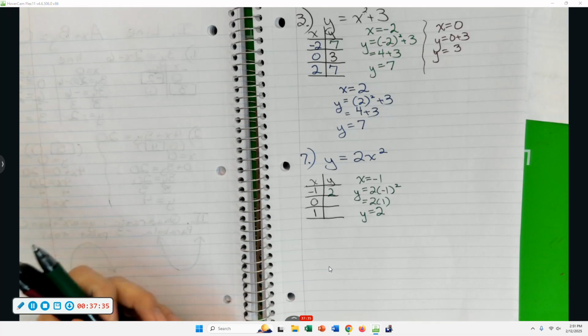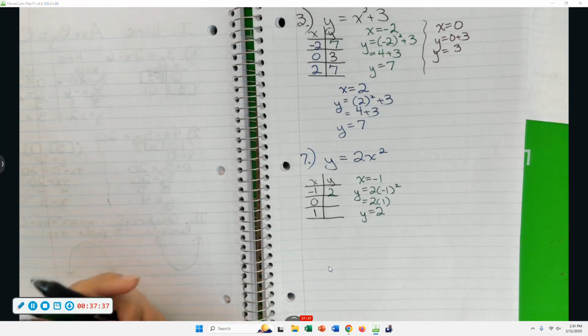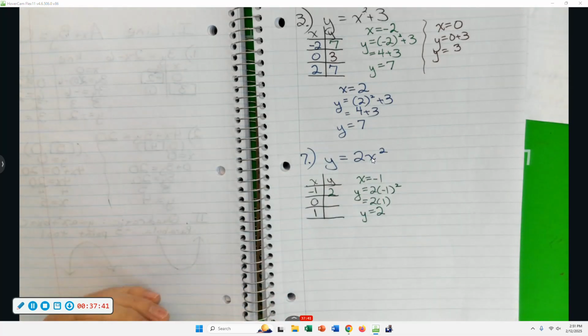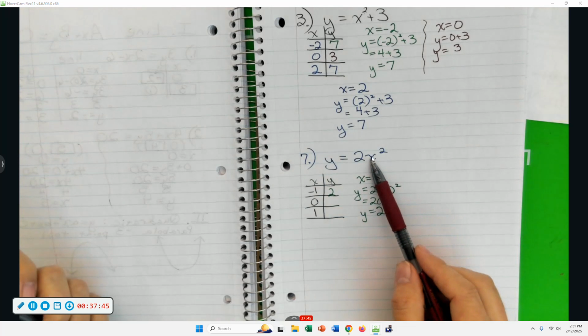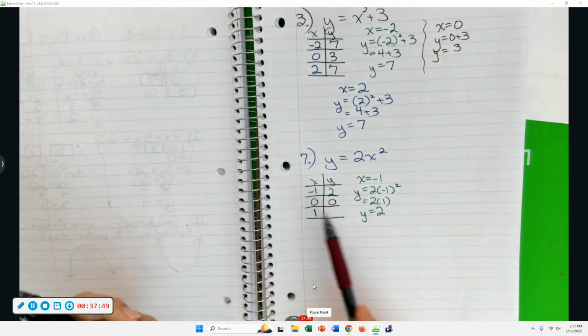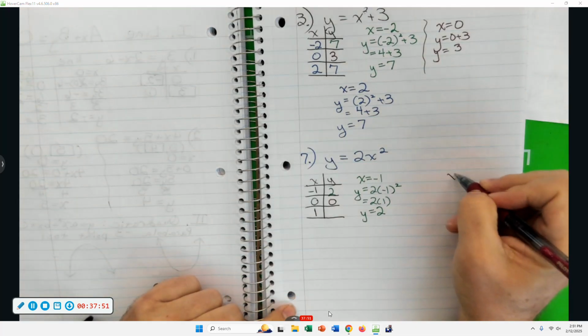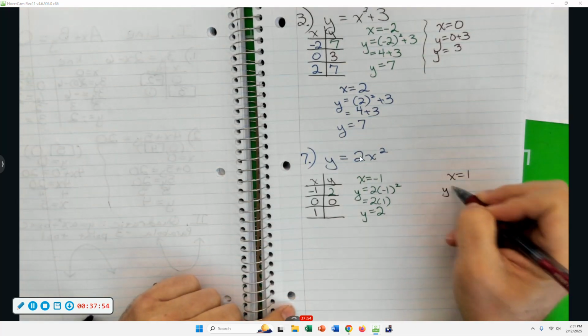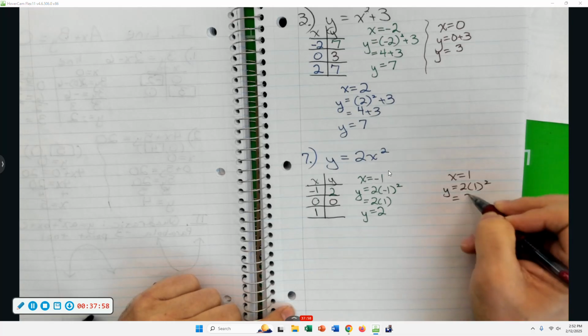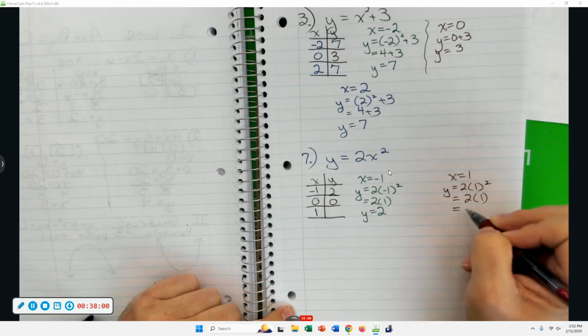Now my second ordered pair, this one I think you can do in your head. Plug 0 in for x and tell me what you get. 0. It'll be 0 squared is 0 times 2 is 0. Now plug in 1 for x. What are we going to get? I agree. That's a 2 times 1, which is just another 2.